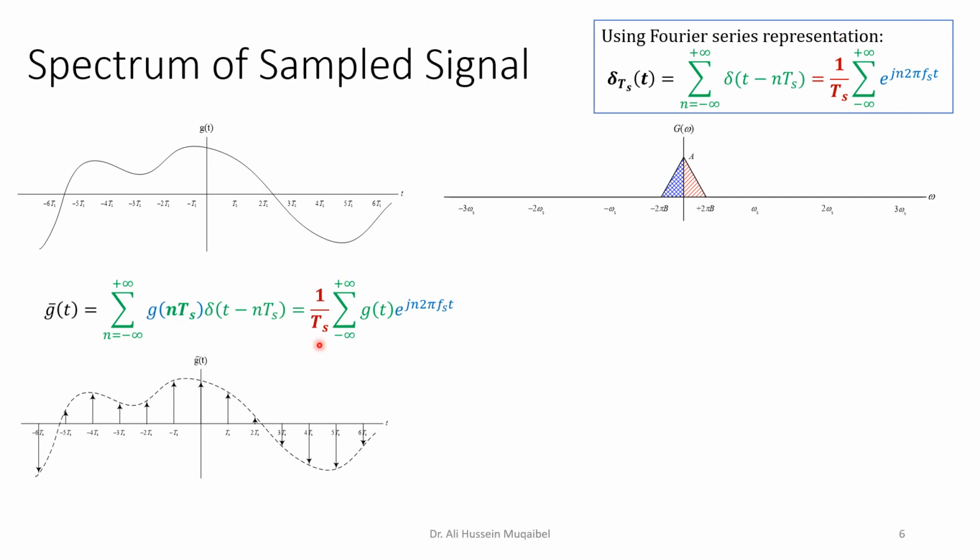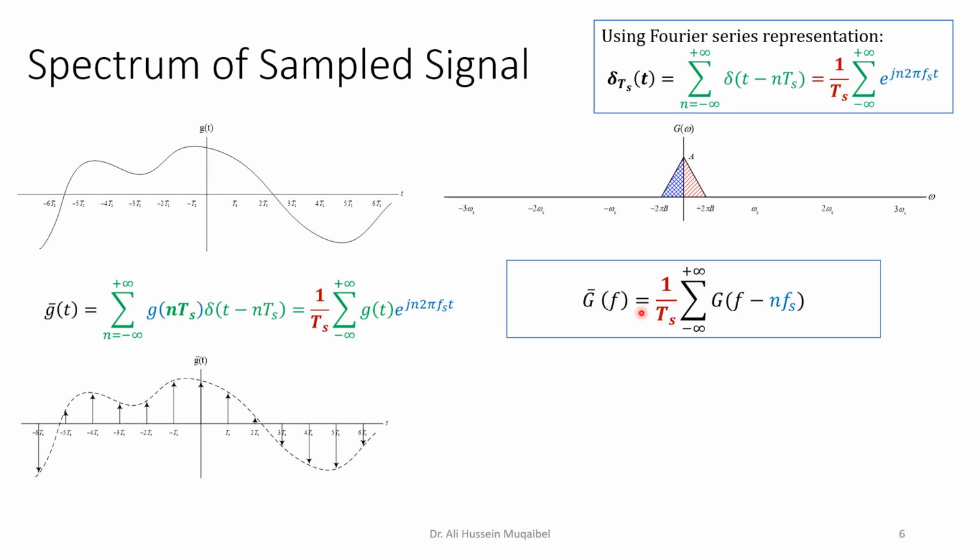Now recall from Fourier transform properties, what is the spectrum of this here? What's the impact of multiplying by a complex exponential? According to the properties that we have seen before, we have a scaling property here, and then we have a shift in the frequency domain.